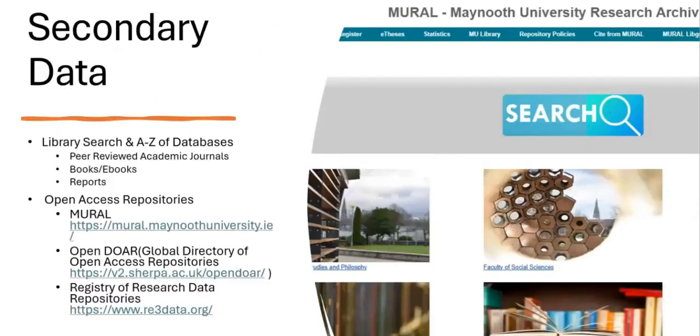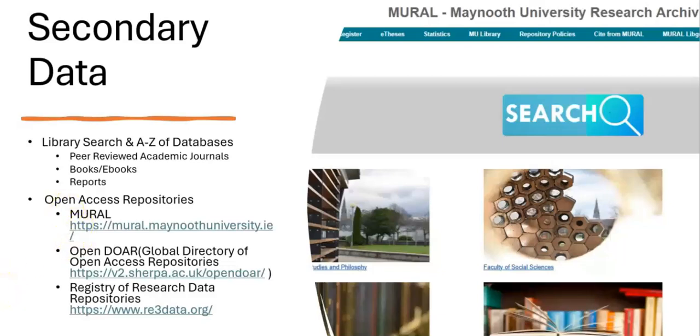Then secondary data. With that, you're looking at things like library search again. That would be for your peer-reviewed academic journals, your books, your ebooks, your reports, and so on. And then there's also an A to Z of databases that you can go into, and they will be multidisciplinary, subject-specific, a huge range of databases that you can look at as part of your search.